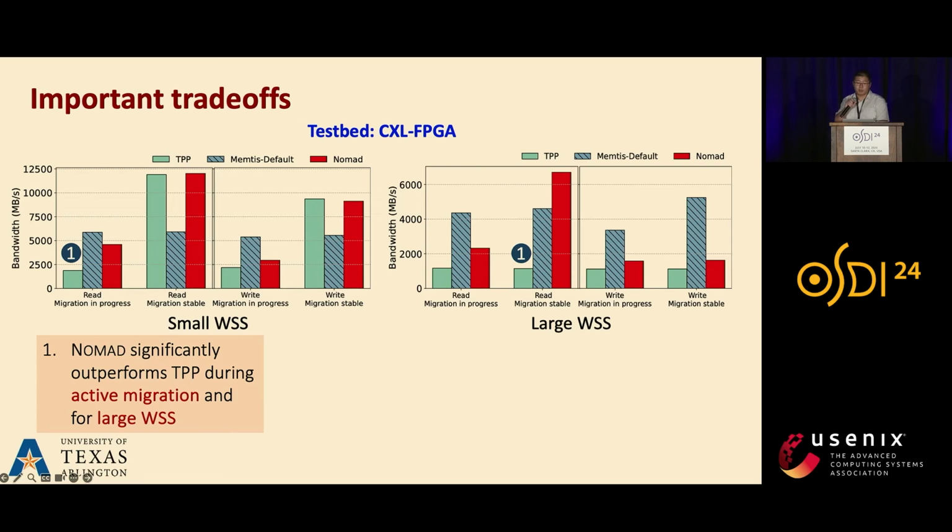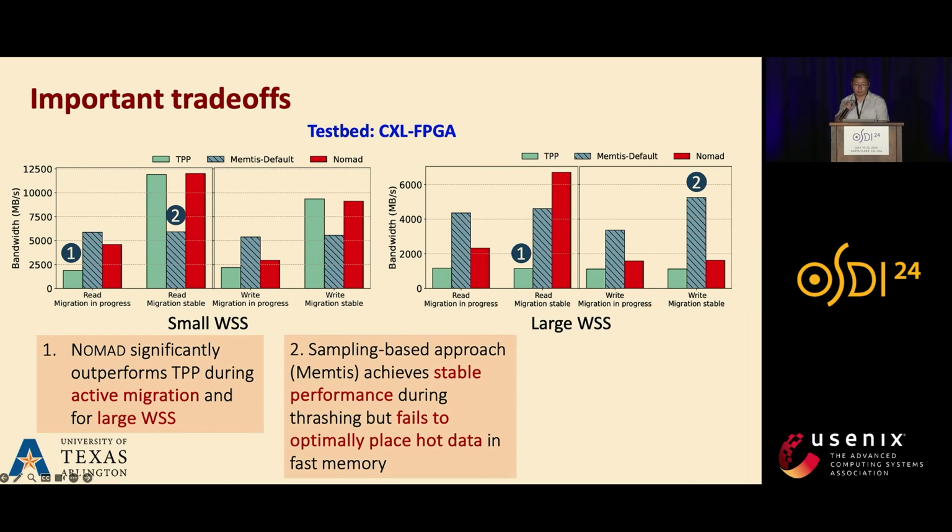First, the results show that Nomad is a more effective and efficient approach than the state-of-the-art TPP. It consistently and significantly outperforms TPP in almost all tasks during active migration or memory thrashing. Nomad's transactional migration and page shadowing significantly reduce migration overhead and achieve graceful slowdown under extreme memory pressure.